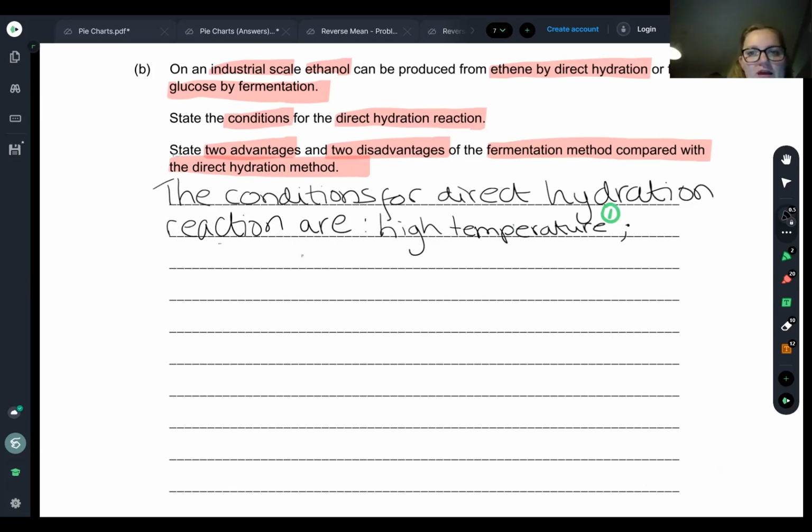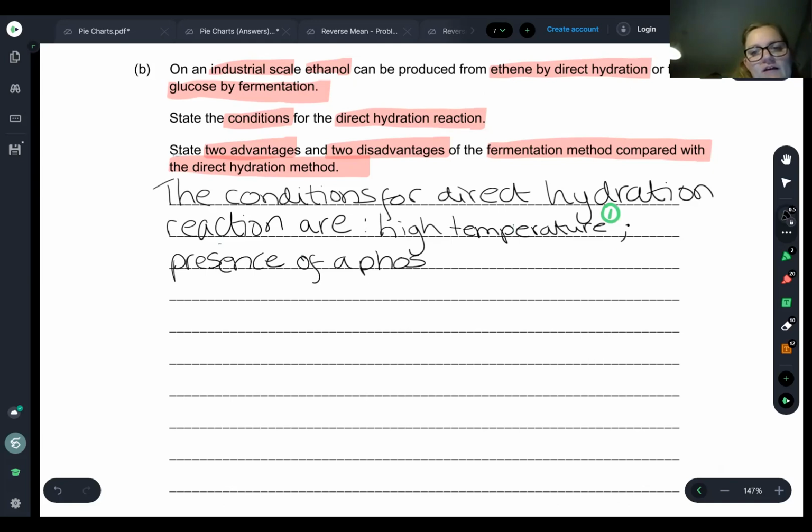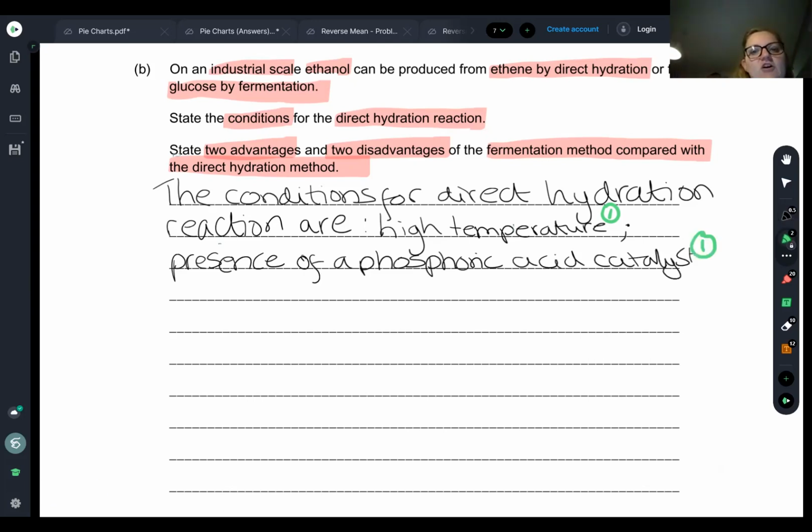for industrial scale ethanol produced by ethene, direct hydration, is the presence of a phosphoric acid catalyst. So presence of phosphoric acid as a catalyst. Just going to finish this question. So that would be your first 2 marks. You get your first 2 marks from stating the conditions for direct hydration. So big tick on that. We've done that part.